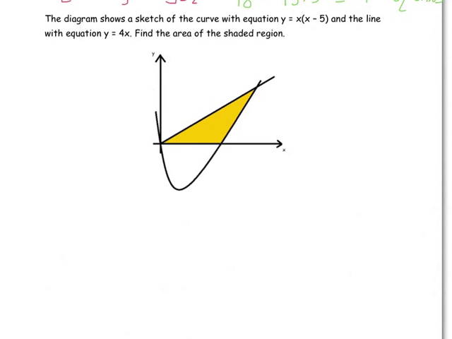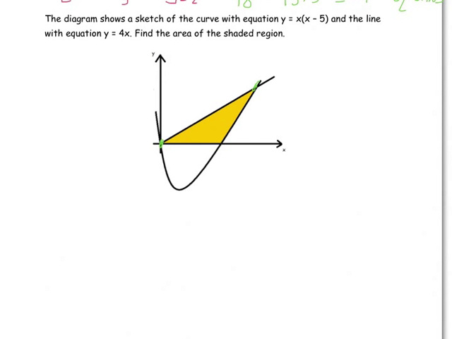Our second example, the diagram shows a sketch of a curve with the equation y equals x(x minus 5) and a line with the equation y equals 4x. Find the area of the shaded region. So the first thing that we need to do, yet again, is find the points at which our two things intersect, which are here and here.